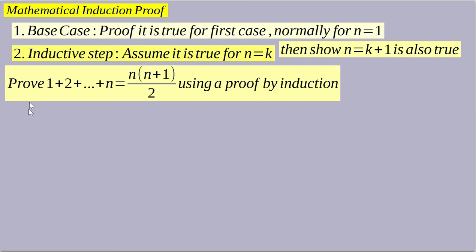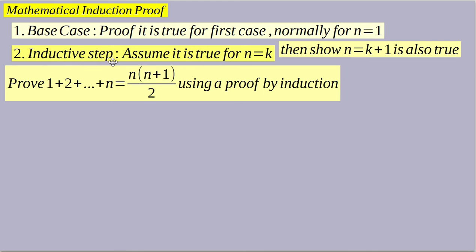We want to show how to prove something by induction. To prove something by induction, we need two basic steps. The first step is to prove that the first case, normally for n equal to 1, the statement or whatever you've been given is true. And then you go to the inductive step.